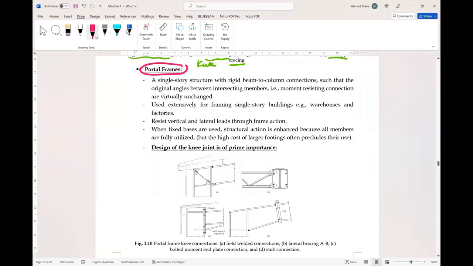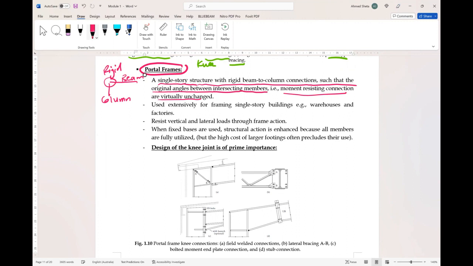For the bottom frames are used for single story structure with rigid beam to column connection, such that the original angle between intersecting members and moment resistance connection are virtually unchanging. So the connection between beam and column are rigid.